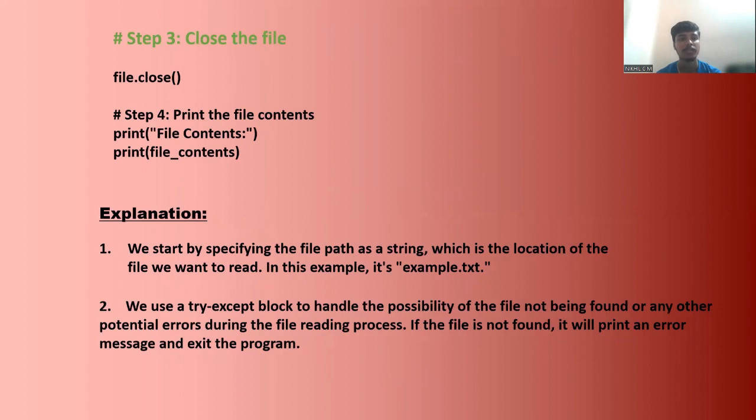Step 4 is printing the contents of the file. To print the contents of the file, we will use the print function with file_contents in the brackets. The explanations for the steps are: we start by specifying the file path as a string, which is the location of the file we want to read. In this example, we have given example.txt.